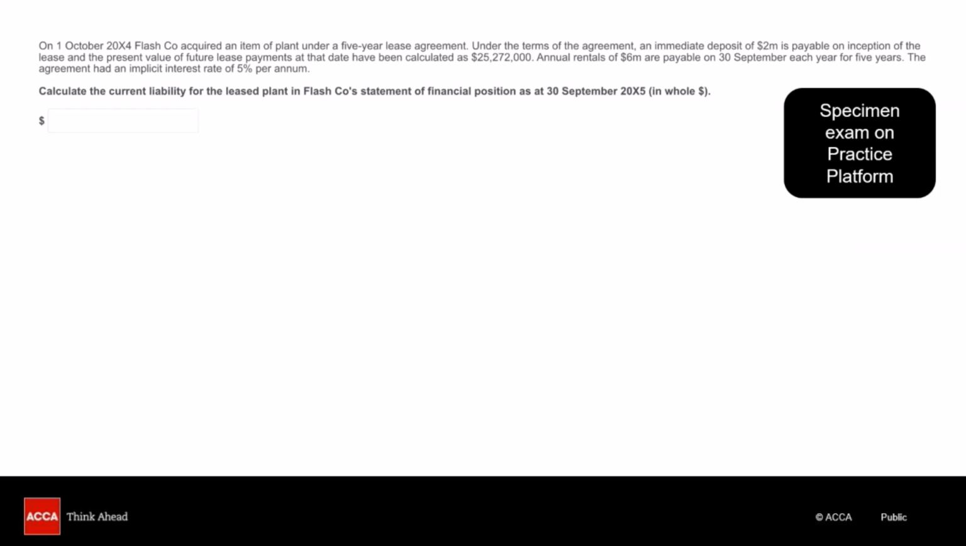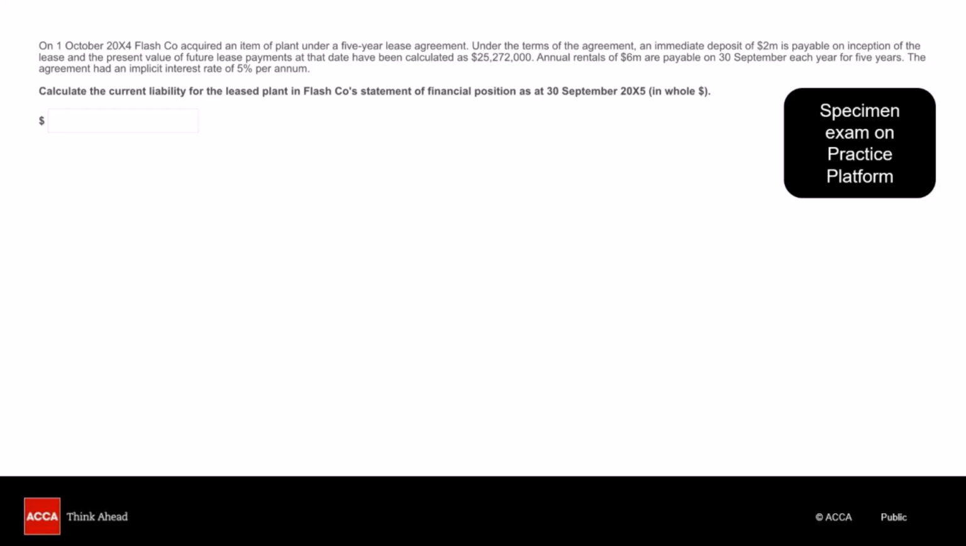This was actually a specimen exam on the practice platform of ACCA. It says that on 1st October 20x4, Flash Company acquired an item of plant under a 5-year lease agreement. Under the terms of the agreement, an immediate deposit of 2 million is payable on inception of the lease and the present value of future lease payments, at that date, has been calculated as 25,272,000. Annual rentals of 6 million are payable on 30th September each year for 5 years. The agreement has an implicit interest rate of 5%.